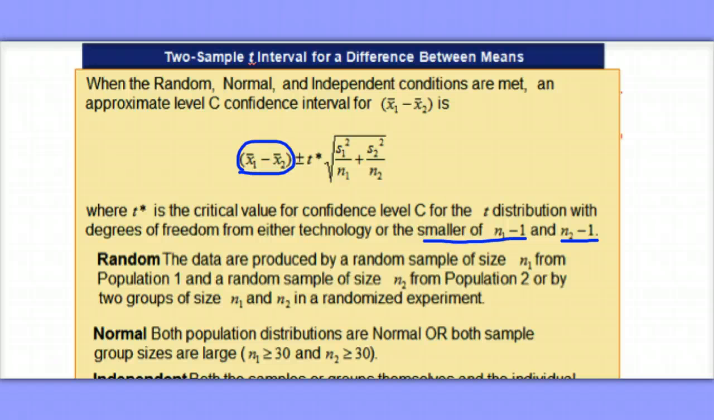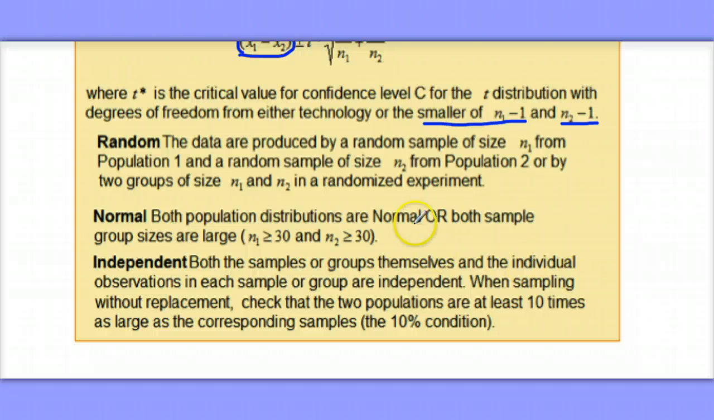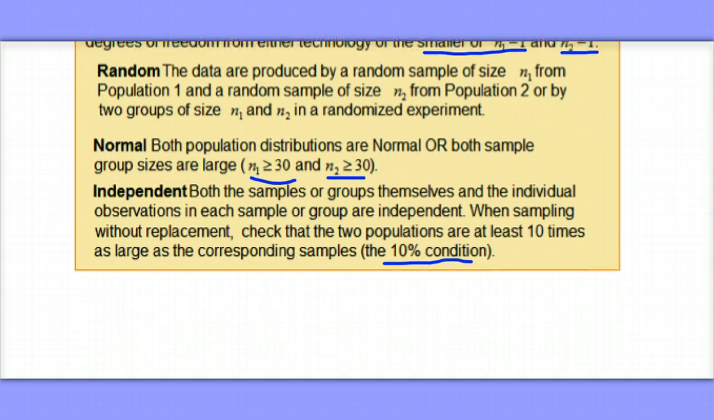Notice once again, we want to use a random sample from two independent populations or random experiment. And both populations either need to come from a normal distribution, or if the distribution is highly skewed or has outliers, we need to make sure both sample sizes are at least 30. And we also want to check that 10% condition that we've been talking about throughout when working with means.